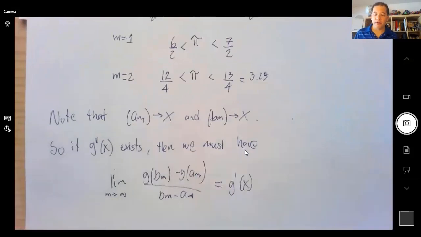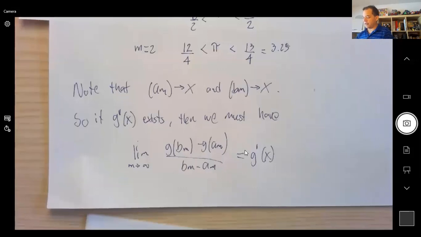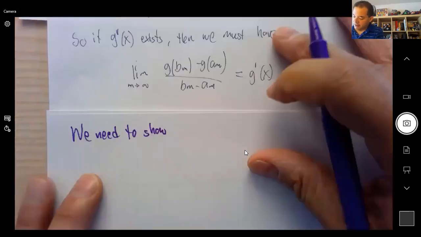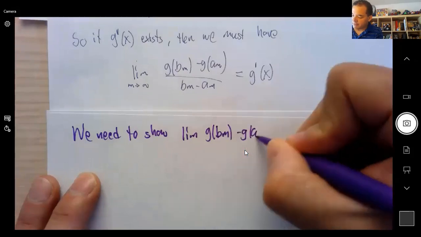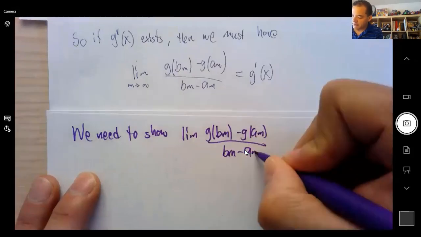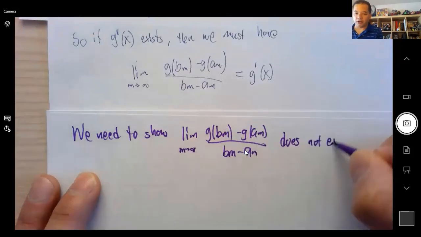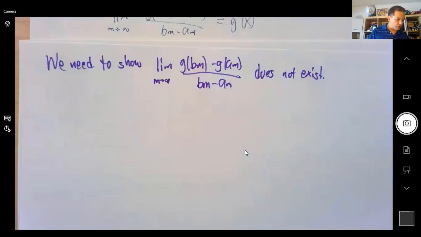So to finish up, to show that the derivative doesn't exist, we're going to show this limit does not exist. That's the last thing we need to do, and it's going to be the last thing for today. So we need to show the limit of G of Bm minus G of Am over Bm minus Am, as m goes to infinity, does not exist. If we do that, we're going to be done, right? Because then the derivative G prime of X doesn't exist. So that's all we need to do, and let's do it. It's not going to be that difficult.